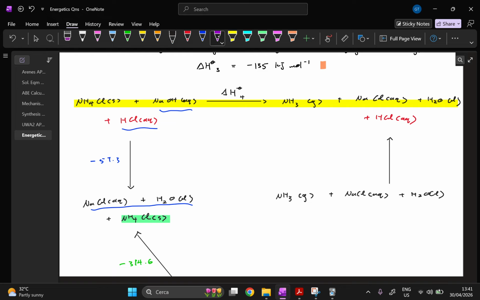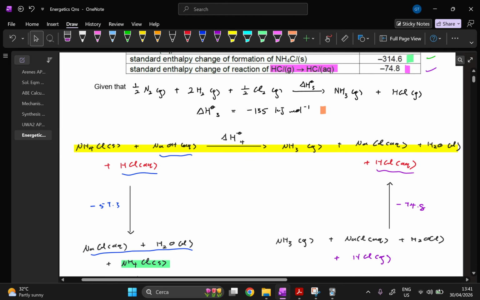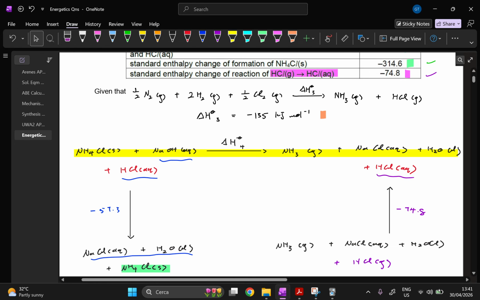And then this is, I want HCl gas here, right? That only when it reacts with an enthalpy change of minus 74.8, that only can give me HCl(aq). So I have used this. So we only have one last piece of information. And you see where this fits in now, okay?